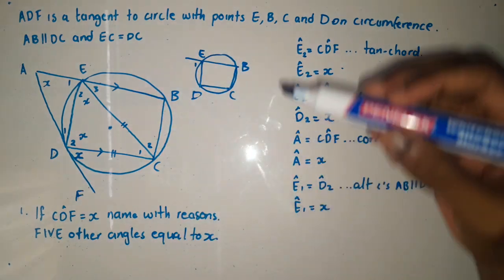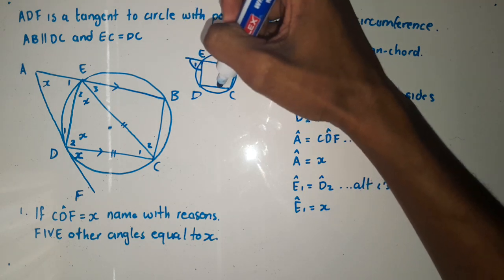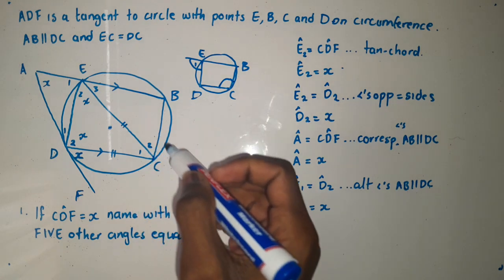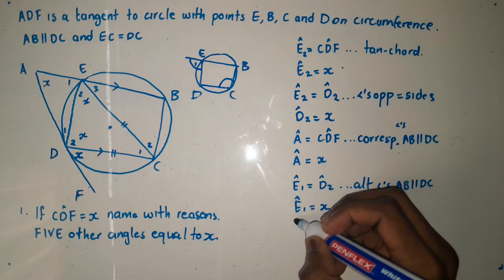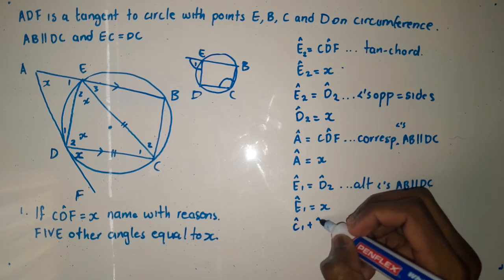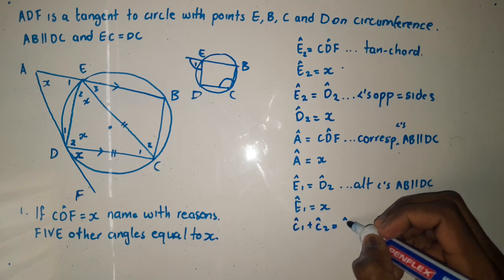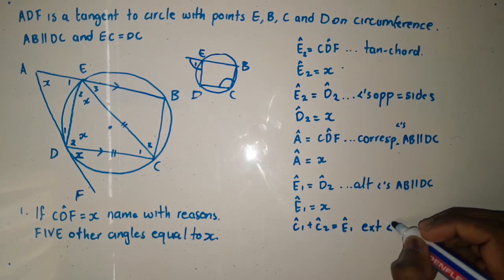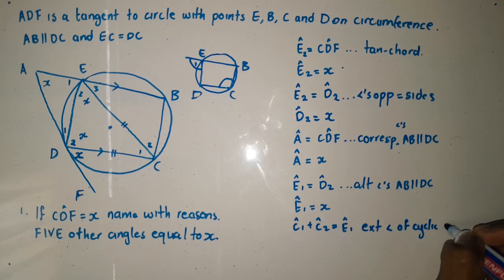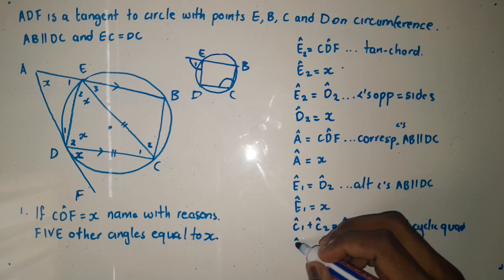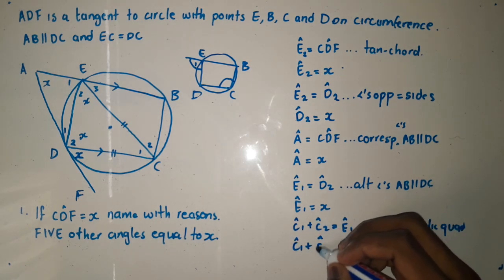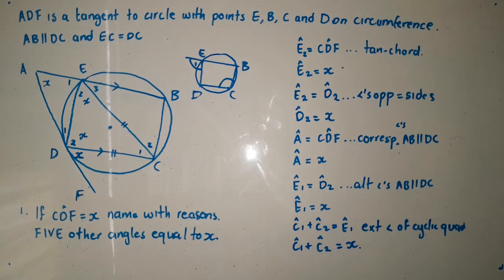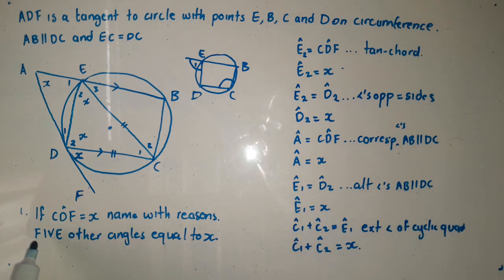Let me say 1. You see the exterior angle of a cyclic quad E1 with C. You see C1 and C2 is going to be equal to E1. You see angle C1 plus angle C2 is going to be equal to angle E1. The reason for this: exterior angle of cyclic quad. Eventually angle C1 plus angle C2, they're going to be equal to X. Just like this, we have managed now to figure out our 5 angles that are equal to X.